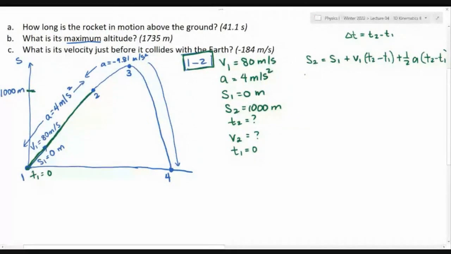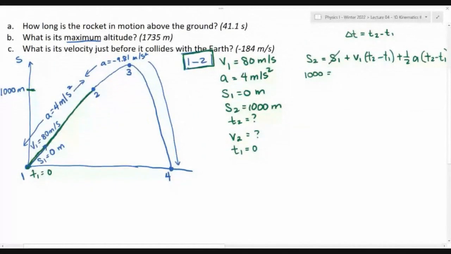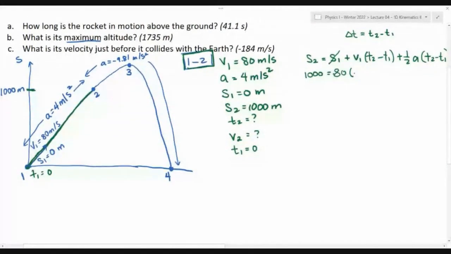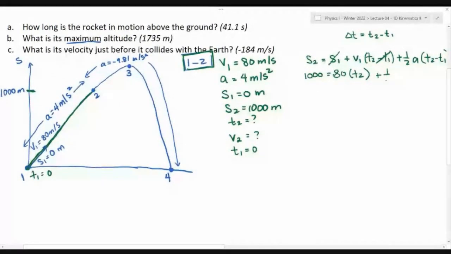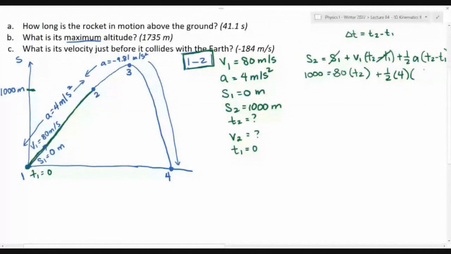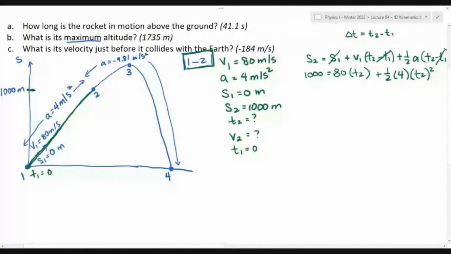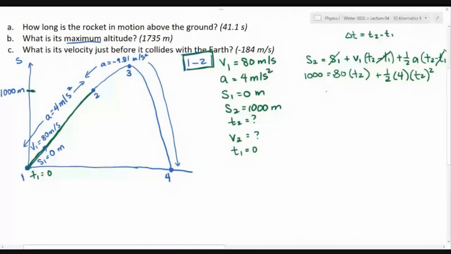So let's start plugging in everything we know. I'm just going to cross off things that are 0. So we can solve for this T2, but we'd have to use the quadratic formula. So I'm just going to simplify it a bit.